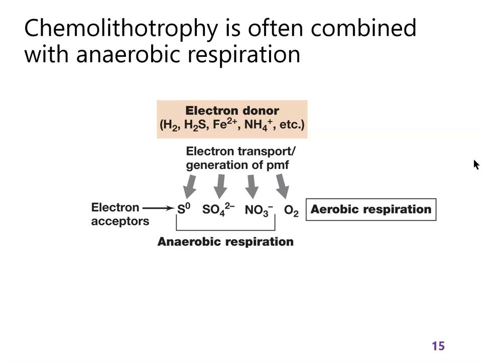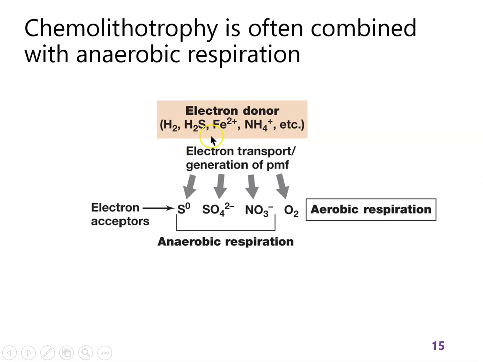So anaerobic respiration, let's think about what that would require. Well, it requires an electron donor, an electron transport chain, and then an electron acceptor. And so what we're seeing here are different types of chemolithotrophy. Basically these are inorganic electron donors. So they're not using sugar, lipids, or amino acids, they're using hydrogen or hydrogen sulfide or iron, this is ferrous iron, or ammonia.